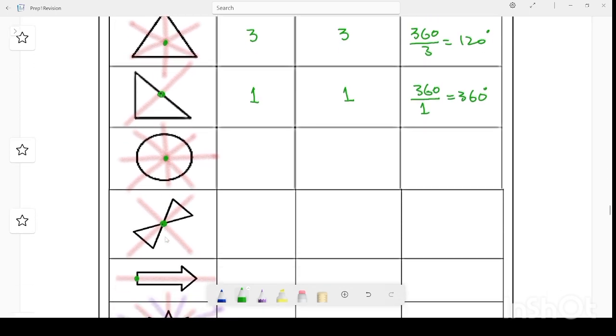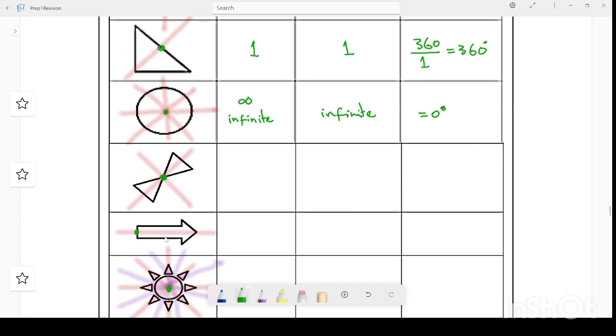Now come to the circle. It has infinite lines of symmetry. Infinite is represented by this symbol, or we can write in words infinite lines of symmetry. If it has infinite lines of symmetry, the order of rotation symmetry is also infinite. So the angle of rotation symmetry we can't define, but approximately it leads up to 0 degrees. Leads up to 0 degrees, but not defined.